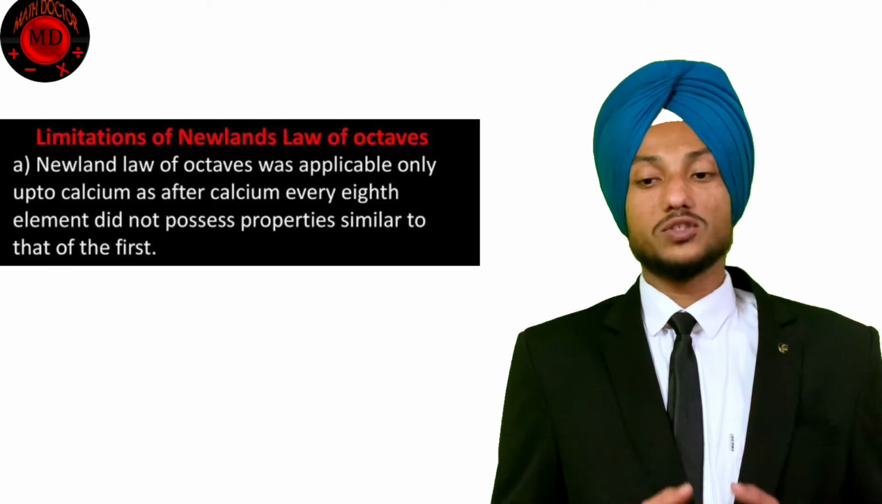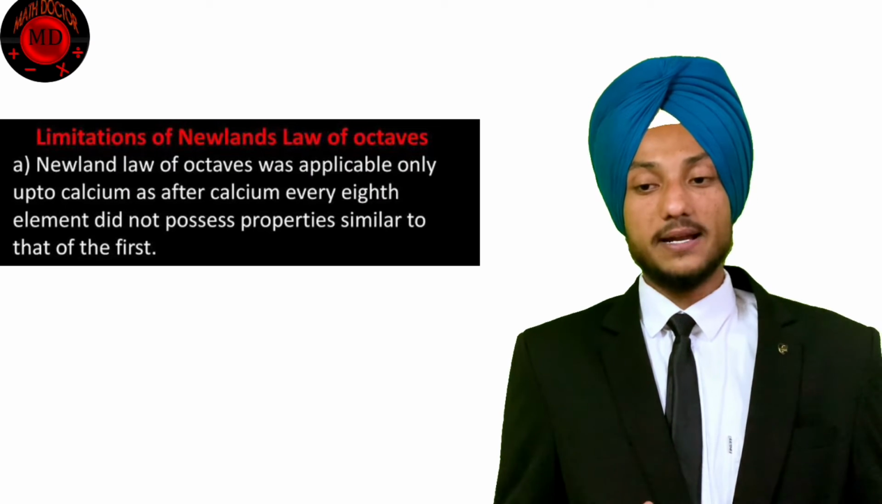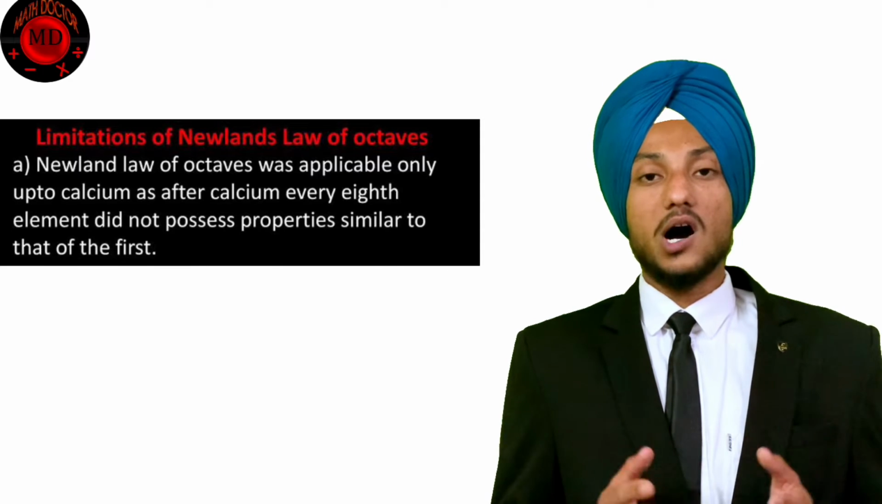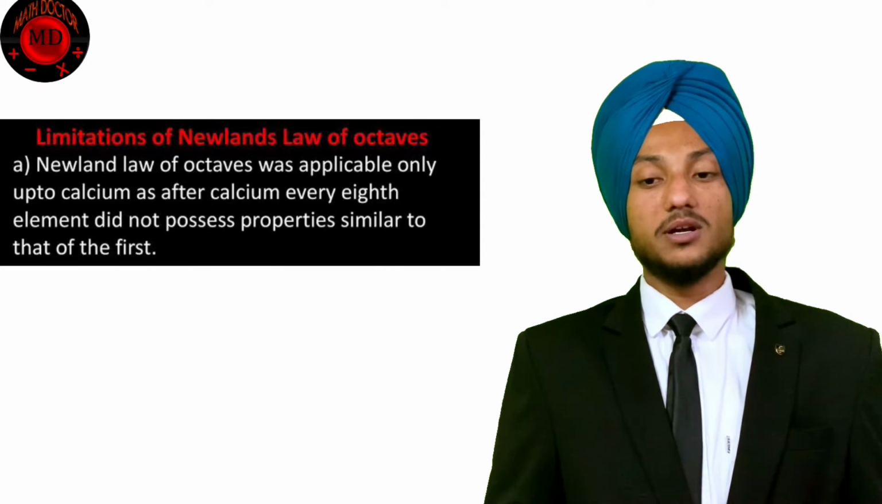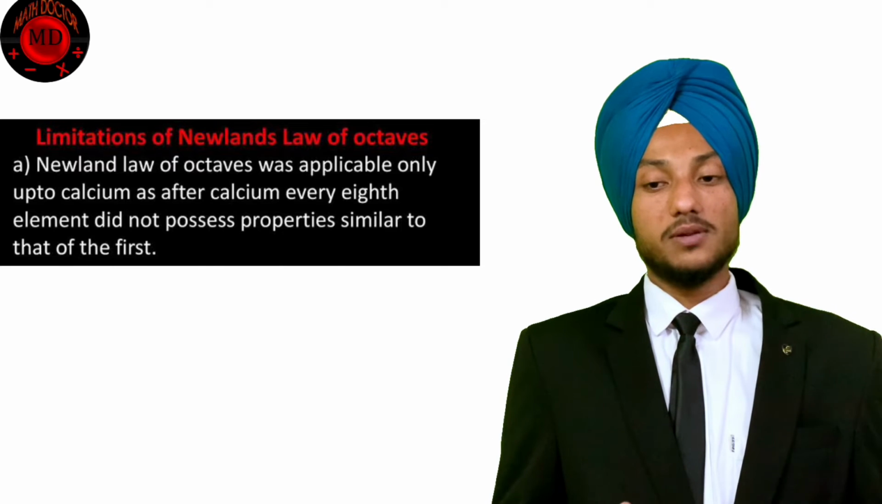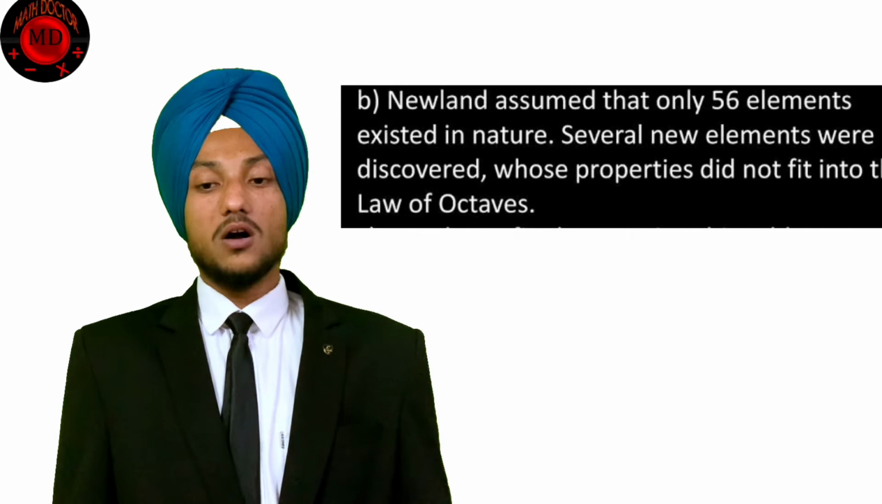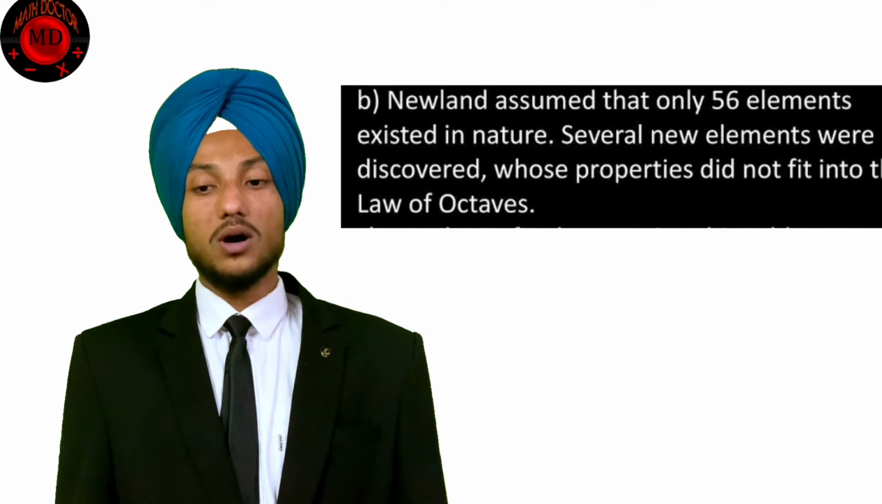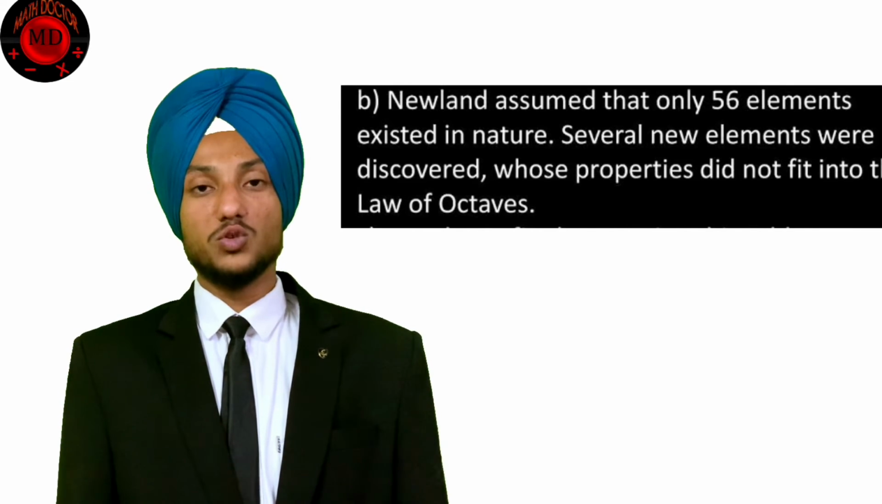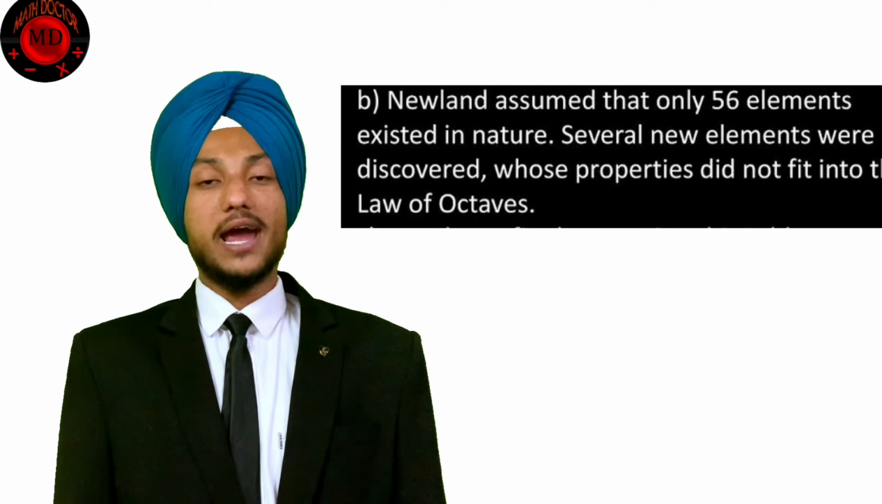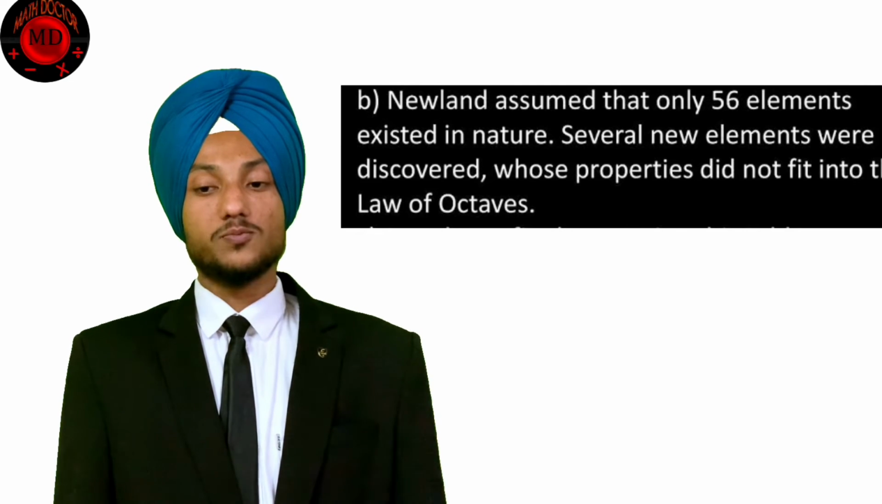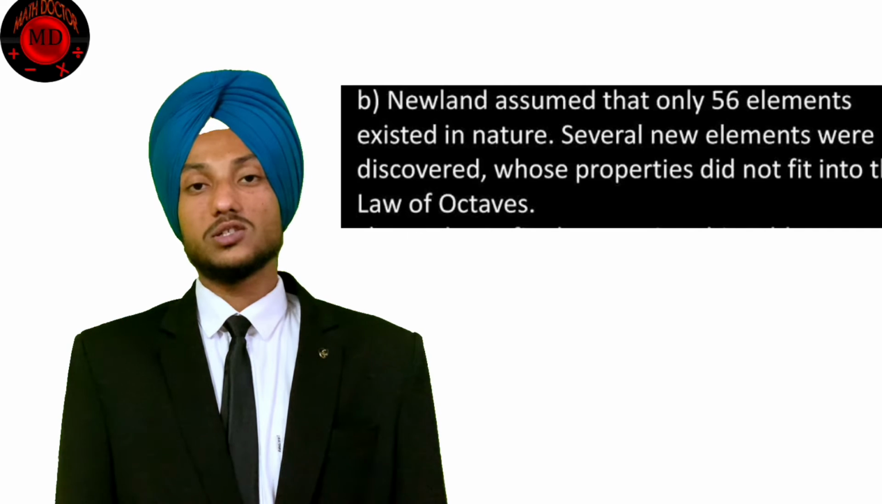Newland's law of octaves was applicable to the classification of elements up to calcium only. After calcium, every eighth element did not possess properties similar to that of the first element. Thus, Newland's law of octaves worked well only with the very lighter elements. Newland assumed that only 56 elements existed in nature and no other elements would be discovered in the future. But later on, new elements were discovered whose properties did not fit into Newland's law of octaves.